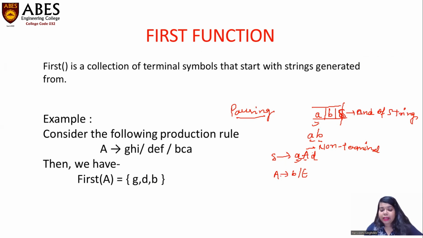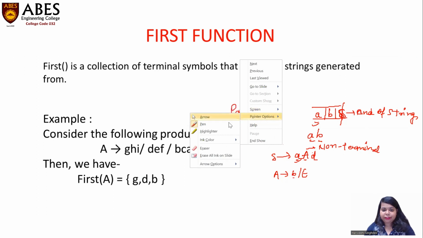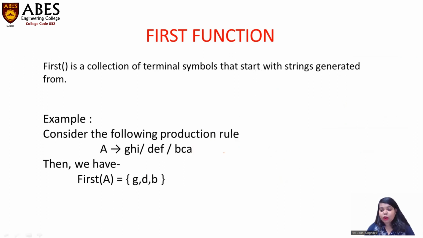If capital A derives small b, then we can say that we can achieve our string, that is a followed by b. Here I write that capital A will be either b or epsilon. In the first case, if we replace capital A by small b, then we get the string. Otherwise, if I replace capital A by epsilon, then our string is not achievable. So that's why we need to find the first of the non-terminal symbol, to check whether the production rule is capable enough to derive the string or not. Now we see how to find the first of a non-terminal or terminal symbol.